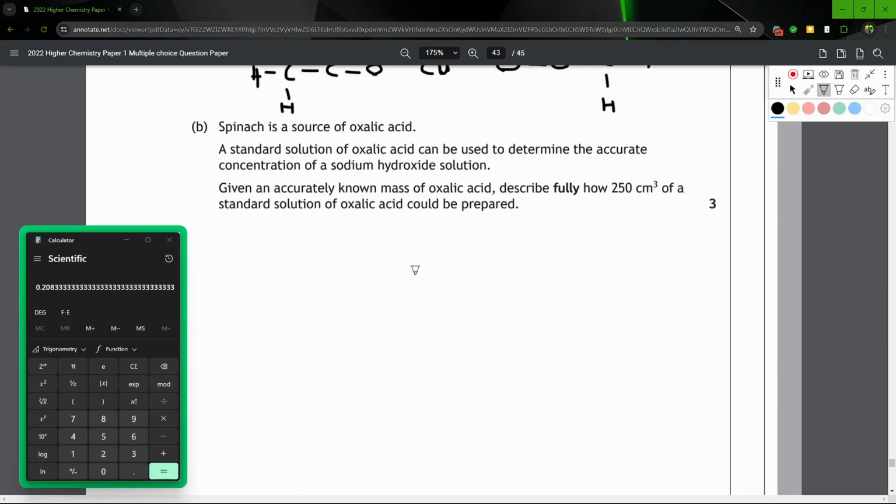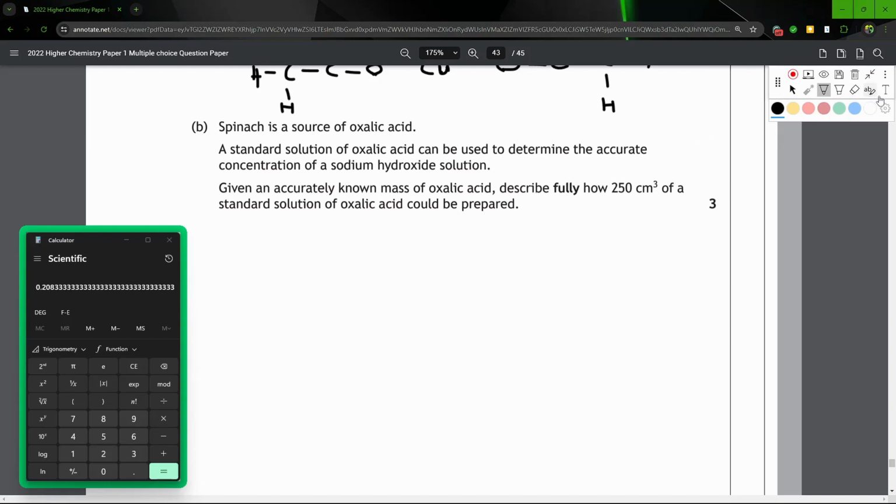Spinach is a source of oxalic acid. A standard solution of oxalic acid can be used to determine the accurate concentration of a sodium hydroxide solution. Given an accurately known mass of oxalic acid, describe fully how 250 cubic centimeters of a standard solution of oxalic acid could be prepared. So what would you do?